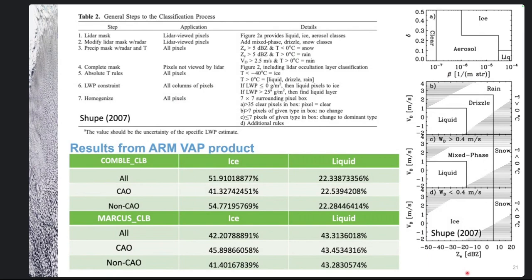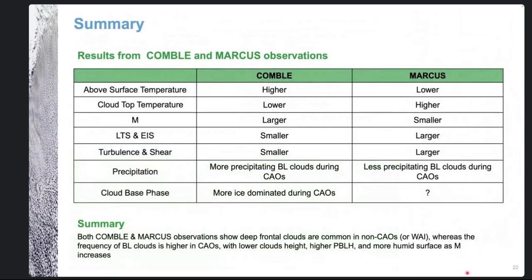this cloud phase. So the summary here is that, compared to these campaigns, COMBLE has a higher above-surface temperature. Although they sample more intense cold outbreaks, they have a lower cloud top temperature and a smaller boundary layer inversion compared to MARCUS. And the cloud phase is very tricky here, so we need further investigation. So far, this is the first part of my research, which is focused on the macrophysical properties.